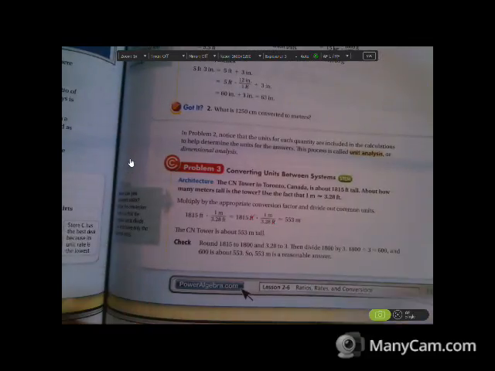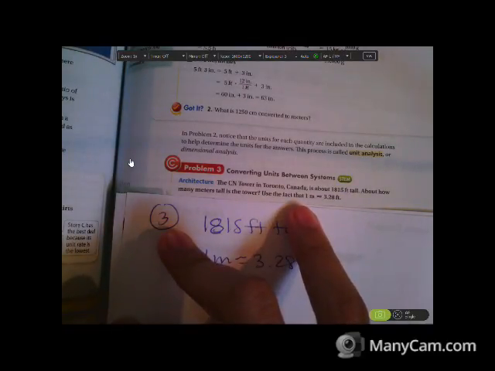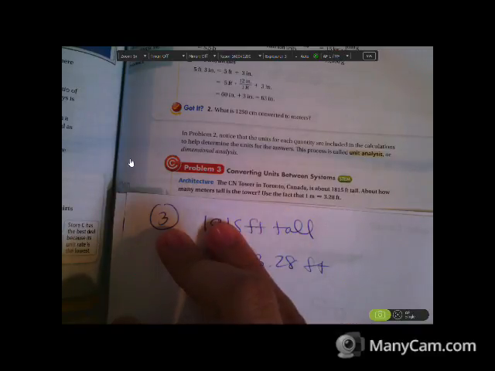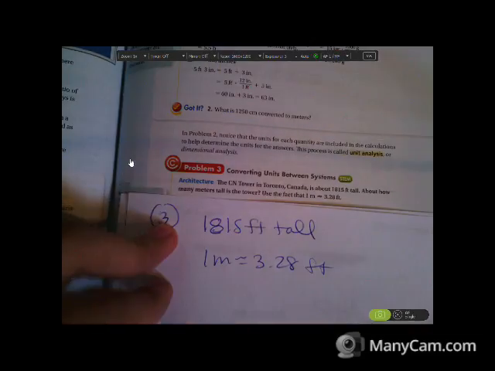Alright, problem 3. The CN Tower in Toronto, Canada is about 1815 feet tall. Now, how many meters tall is the tower? Use the fact that 1 meter is approximately 3.28 feet.